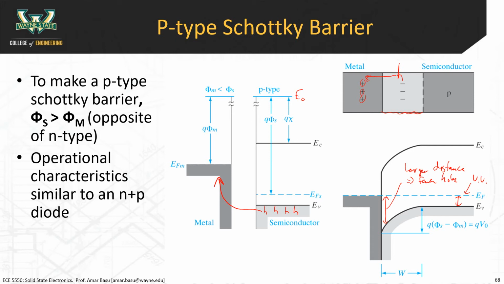So similar to an n-type Schottky barrier, there's a barrier that forms here, and it's equal to q(φs − φm), and that is your built-in potential, the Schottky barrier. So this one has operational characteristics similar to an N plus P diode. The n-type Schottky barrier has characteristics similar to a P plus N diode.